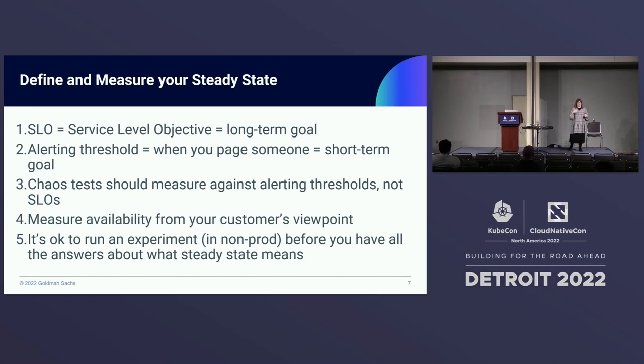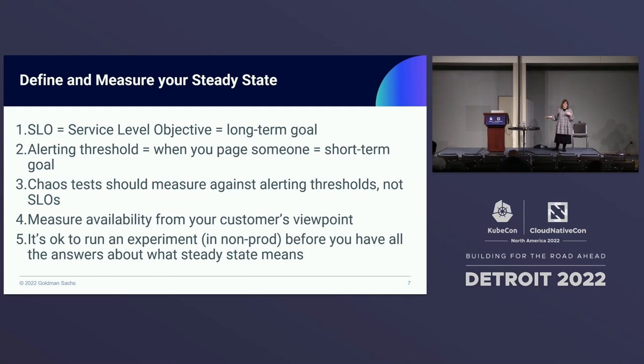So what I find more helpful than an SLO in determining the success or failure of your chaos test is something like your alerting threshold, when you would actually reach out and page somebody to take a look at something. If you breach your alerting threshold during the chaos test, that would mean that something bad did happen. If you don't breach the alerting threshold, that means everything is working as expected. But obviously, you might also discover that your alerting threshold is not what it's meant to be, which is another great outcome of doing an experiment itself.